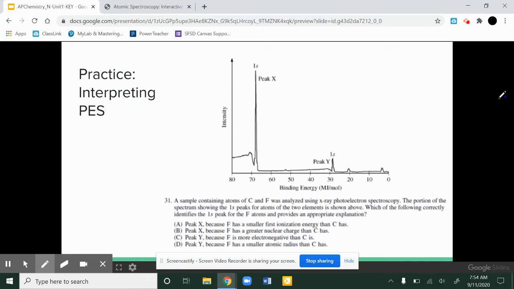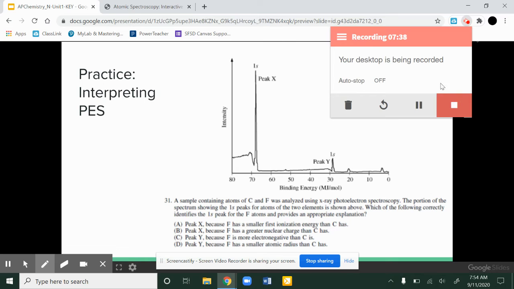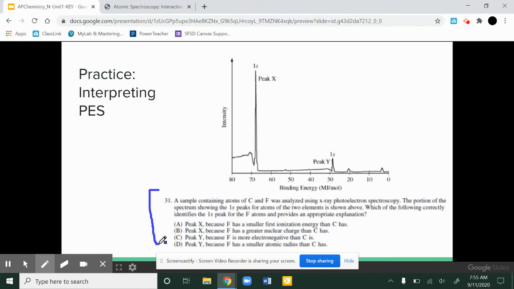So we're going to take a second and practice interpreting these PES diagrams. This is a good multiple choice question taken directly from an AP exam. I would like you to take a moment and see if you can answer this question. This is a very common type of question because you have multiple choice, but it's really about the justification for the correct answer.